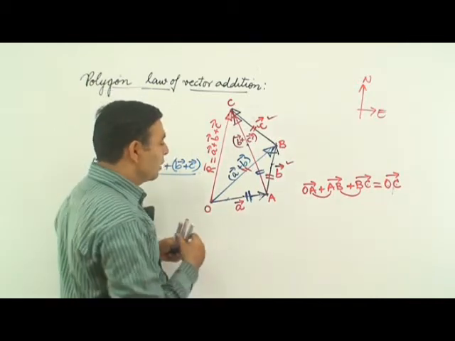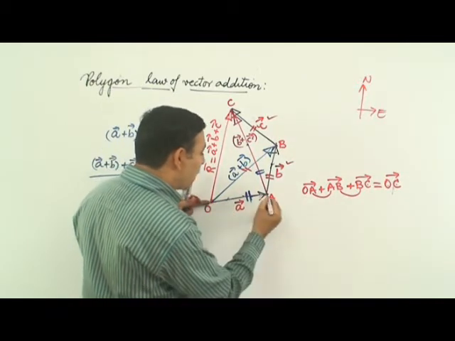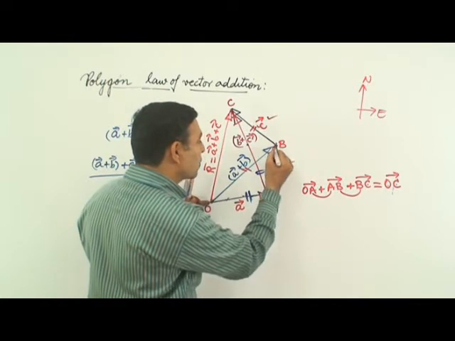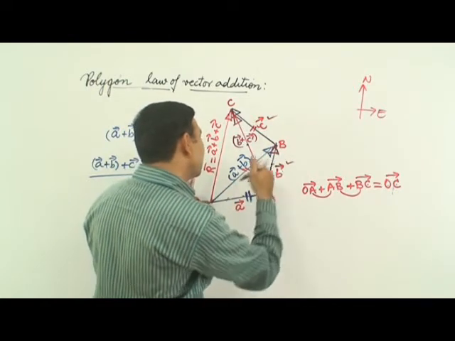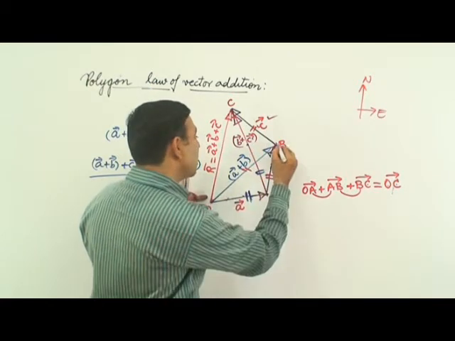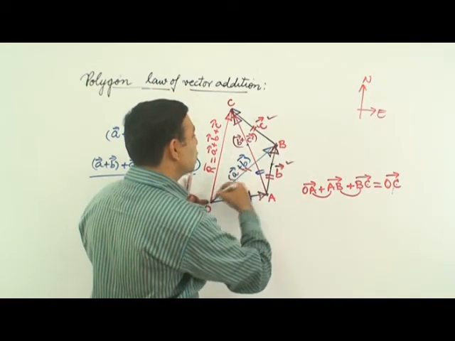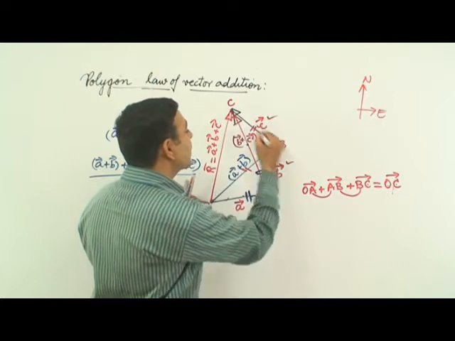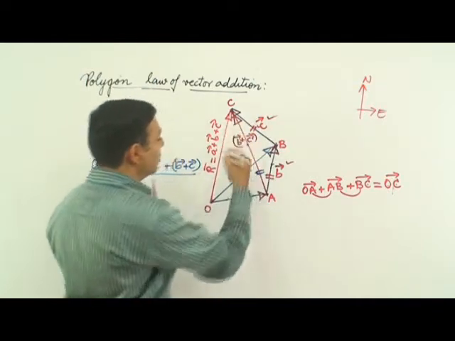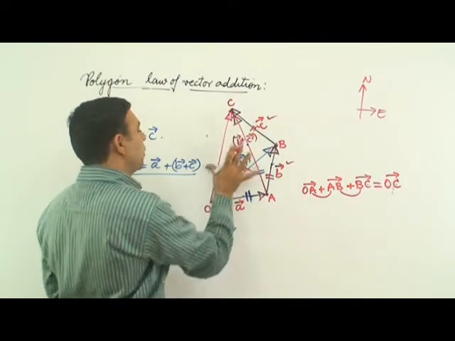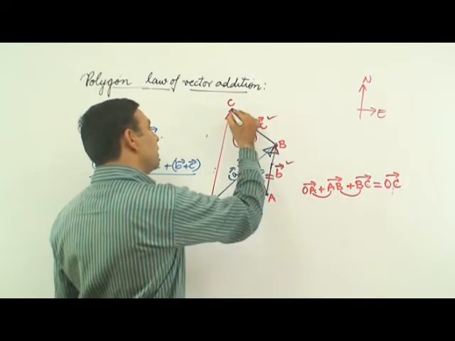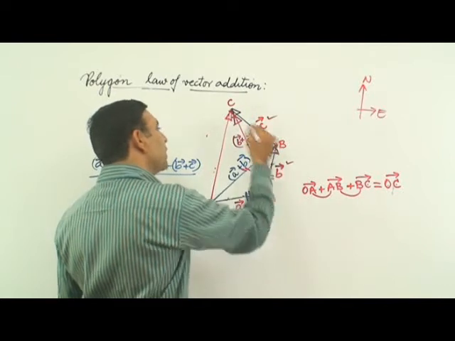Remember, first I am adding A and B using triangle law. Tail head tail. This blue colored OB is the vector A plus B. To this vector let me add C. Tail head tail, OC. This is the resultant vector. Fine. A plus B plus C is OC only.